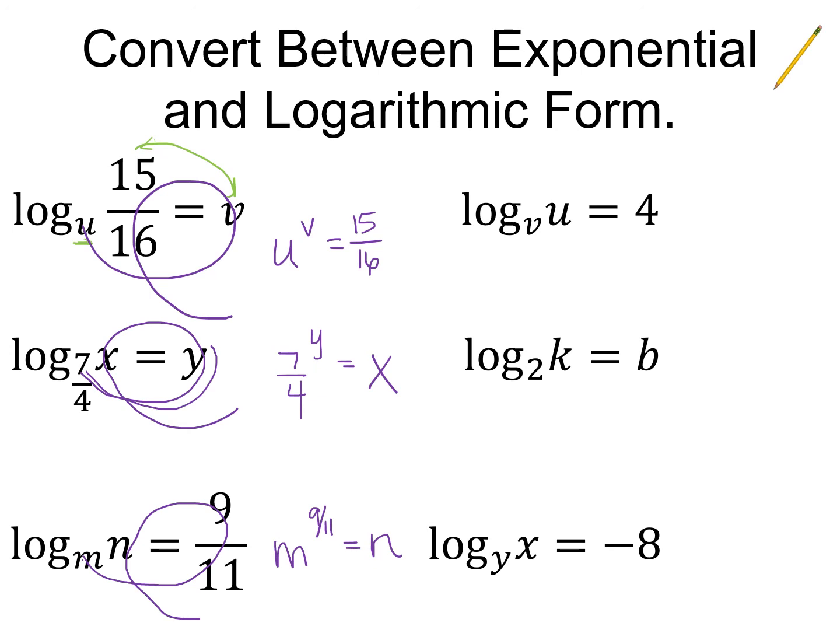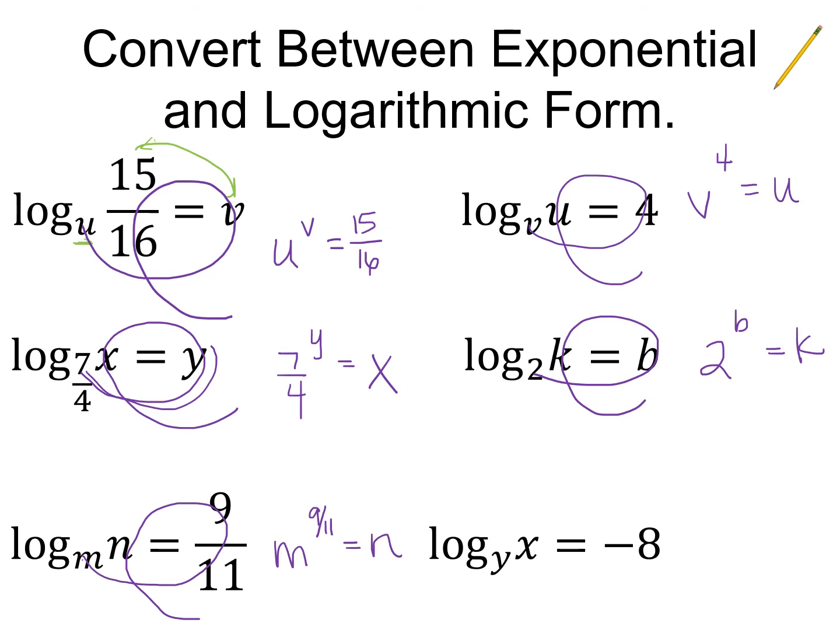So over here to example 4, start with the base, make your e. Looks like I'm going to have v raised to the 4th equals u. Fifth example then, start with our base here. So 2 raised to the b equals k. And lastly, start with our base, come all the way around, make the e. Y raised to the -8 equals x.